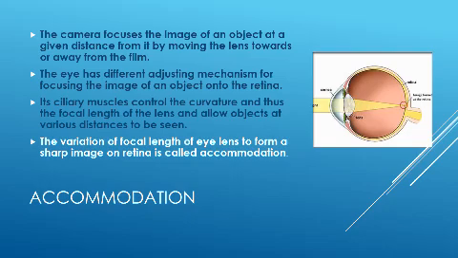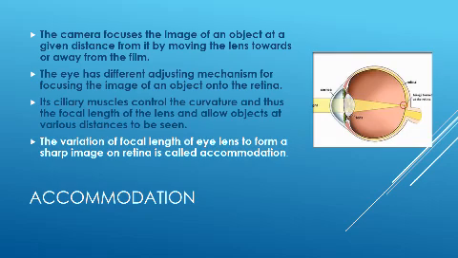Accommodation. The variation of the focal length of the eye lens to form a sharp image on the retina is called accommodation. By nature, the eye lens can change its focal length automatically, and it will instantly focus the far object and near object by changing the focal length of the lens. Whereas a camera focuses the image of an object at a given distance by moving the lens forward and backward from the film.